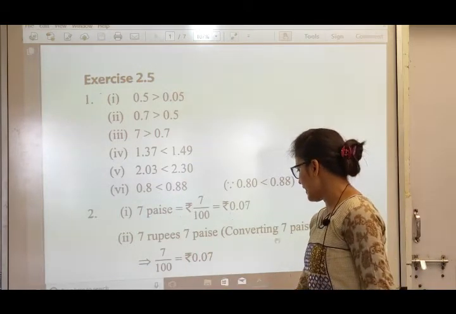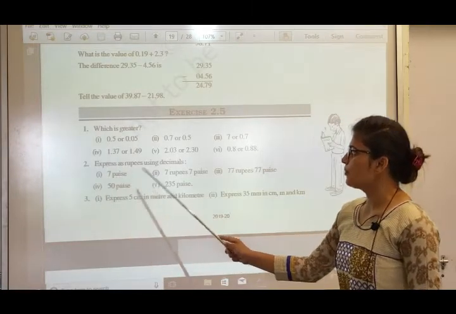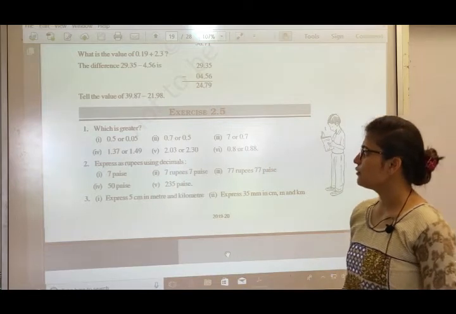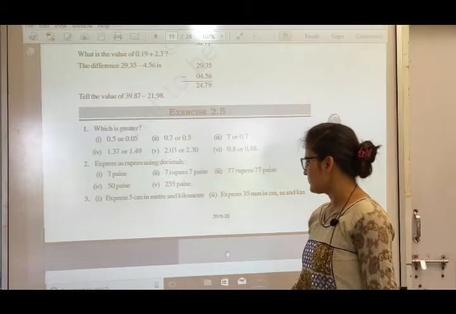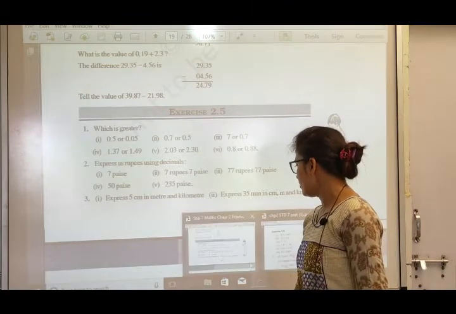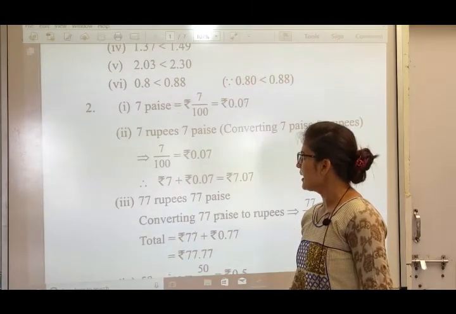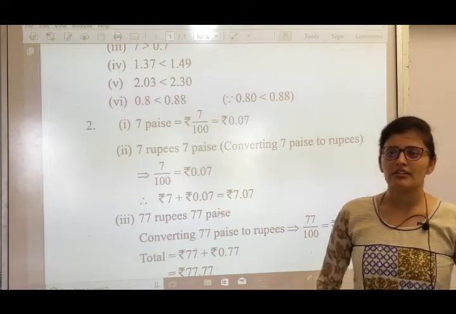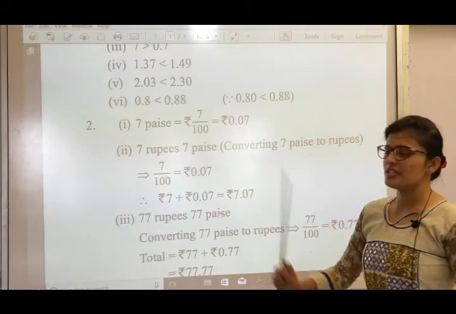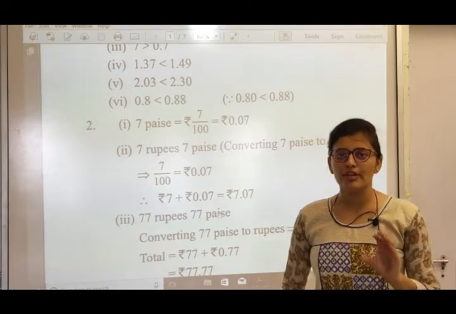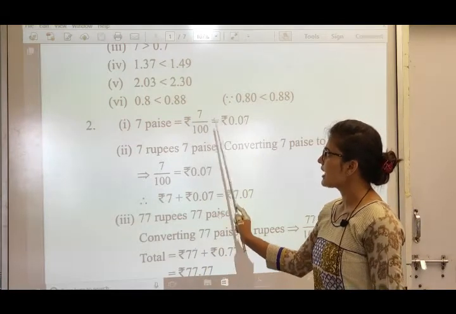Now let us see the next one. Question number 2, express as rupees using decimals. Now you have to convert this 7 paisa into rupees using the decimal point. For that we know the relation between rupees and paisa, that 1 rupee is equal to 100 paisa. So we want to convert paisa into rupees. That means we have to divide the number by 100. So 7 paisa is given, so it will be equal to rupees 7 by 100.